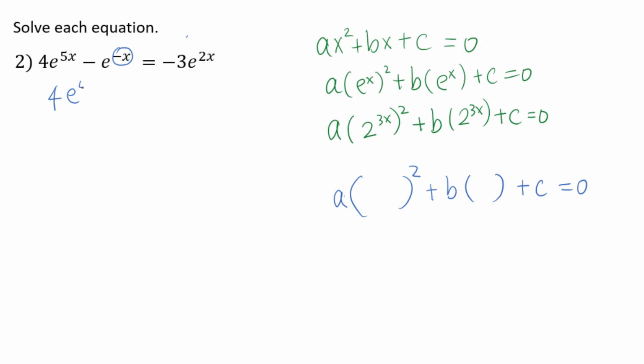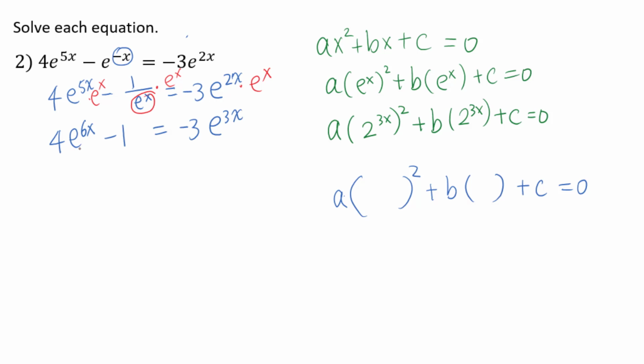So we have 4e to the 5x power minus 1 over e to the x power equals negative 3e to the 2x power. We will try to get rid of this denominator by multiplying e to the x power for every single term. So I get 4e to the 6x power minus 1 equals negative 3e to the 3x power. And this time we know this is a quadratic pattern because e to the 6x power, we can write down e to the 3x power then square.